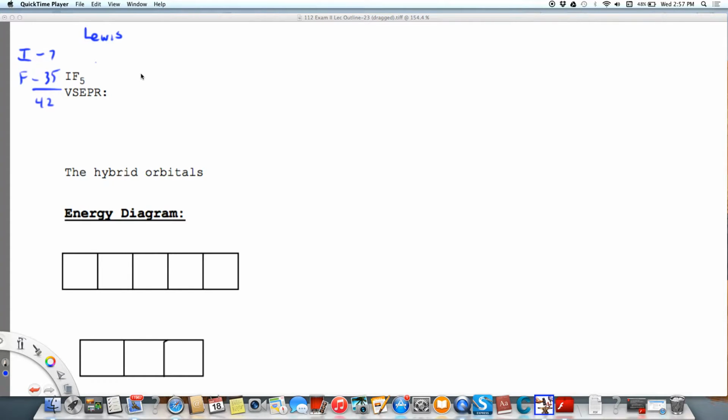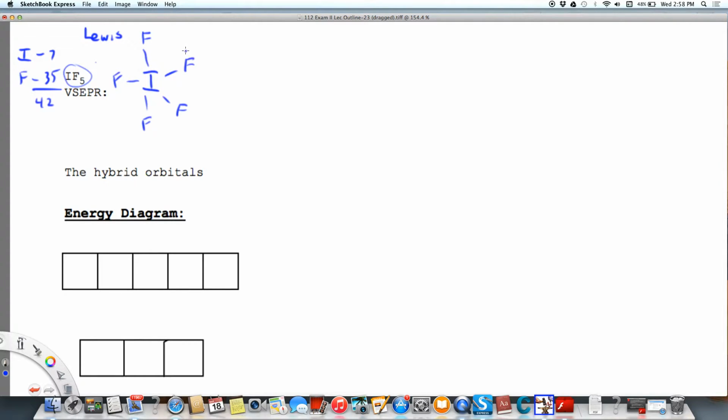Okay, so we're going to draw iodine pentafluoride. Iodine's going to be in the middle, and I'm going to draw the Lewis structure first, then we'll do VSEPR. So you know we're going to put our fluorines around the iodine, and that's 1, 2, 3, 4, and 5.